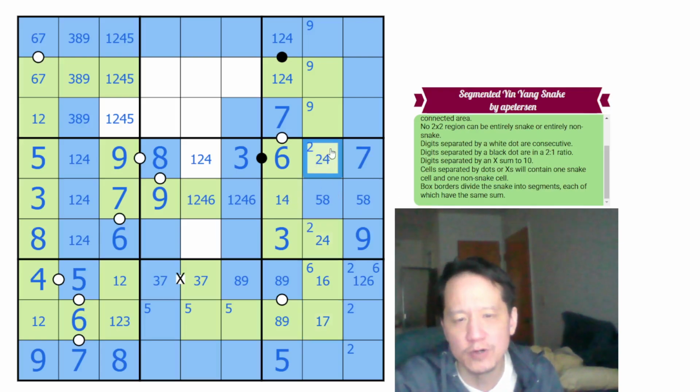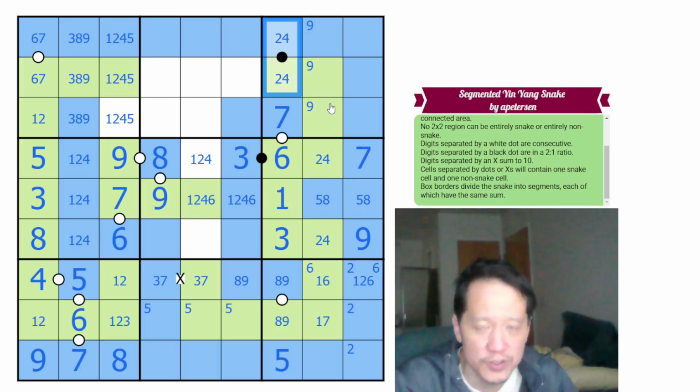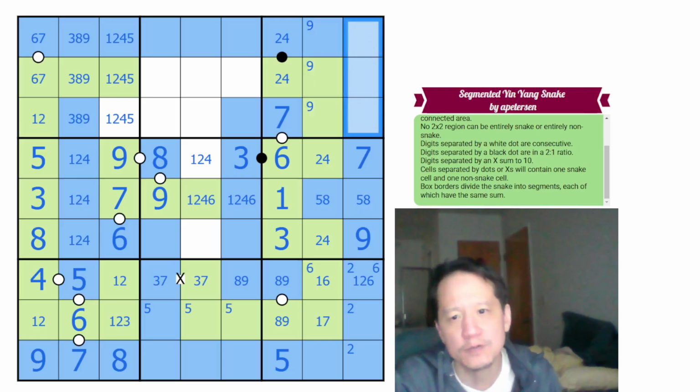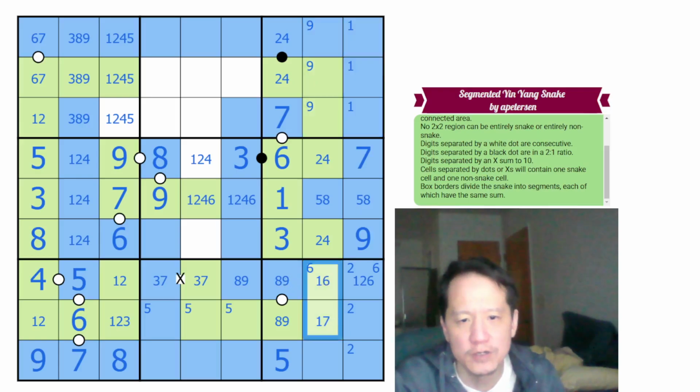This can't be 1. We have a 2, 4, 2, 4 pair in box 6, which eliminates 2 and 4 from the rest of the box, which makes this a 1. So these can't be 1. We have a 2, 4, 2, 4 pair there also. This can't be 1, so one of these must be a 1 because we know one of these is a 1.